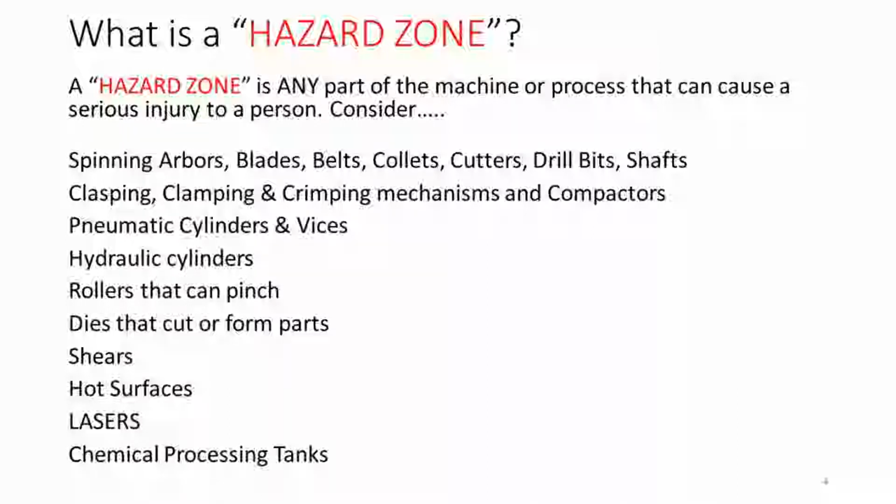A hazard zone is any part of a machine or process that can cause serious injury to a person. And we want you to consider things such as spinning arbors, blades, belts, collets, cutters, drill bits, shafts, anything like clasping or clamping mechanisms, crimping, compactors. We want you to think of pneumatic cylinders and vices, or hydraulic cylinders. Think about rollers that can pinch together, dies that can cut or form parts, shears for cutting, hot surfaces, lasers, chemical processing tanks. Each of these can contain hazard zones that can hurt you.